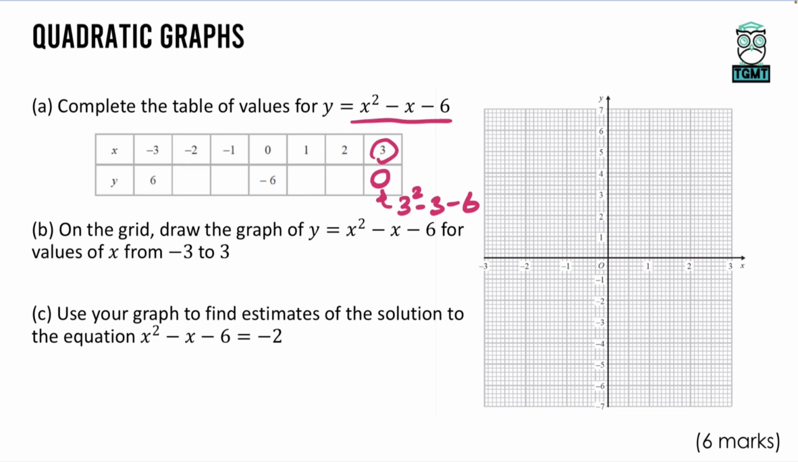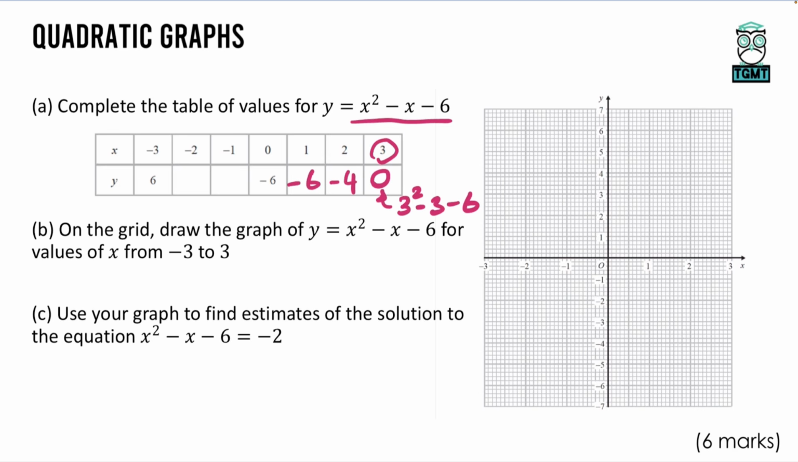Now I need to work my way through and just do all of those using that method, but of course in the next one, substituting 2 in its place, and I get minus 4. For the next one, 1 squared minus 1 minus 6, that gives me minus 6.